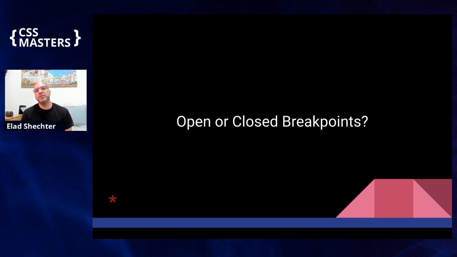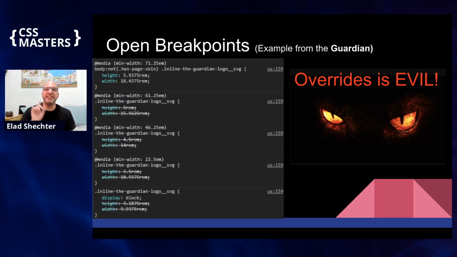Which is better to use in most of our cases, open or closed breakpoints? Let's talk about why open breakpoints can be very dangerous for us. This is an example from one of the first biggest responsive design websites that I saw, I think in 2012. The Guardian is built with the mobile first methodology, the methodology that everyone loves, or they think they love. And besides this, it's working only with open breakpoints. Everything minimum width, minimum width, minimum width, minimum width.